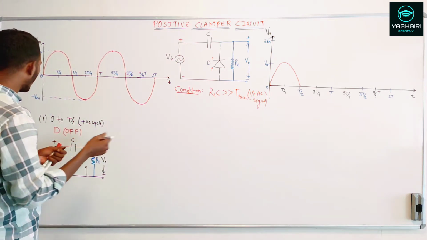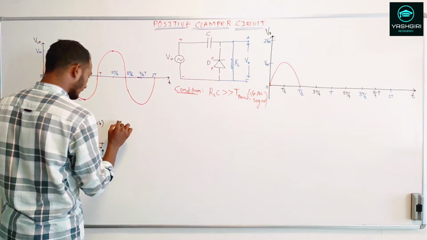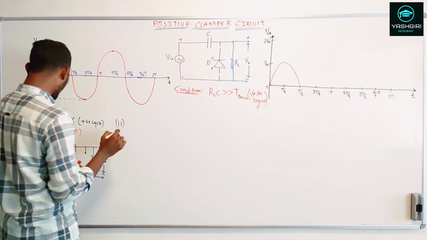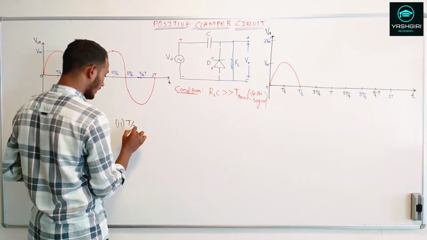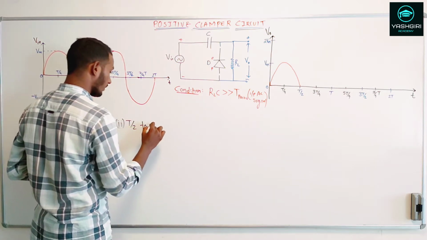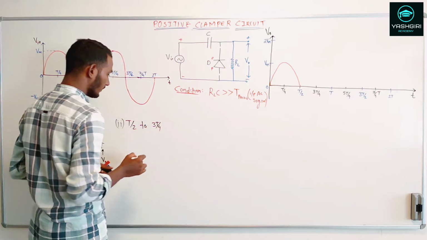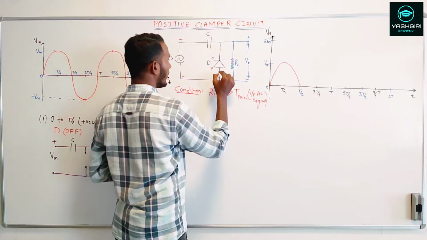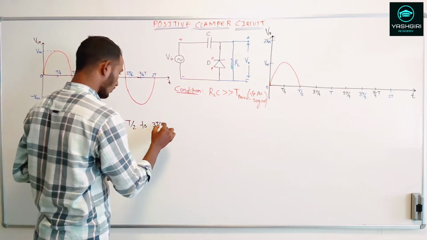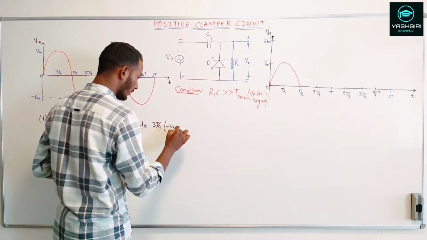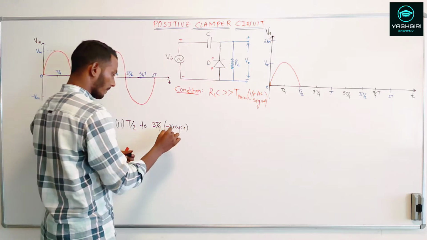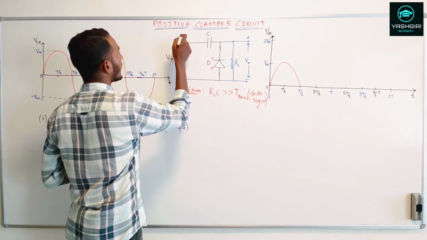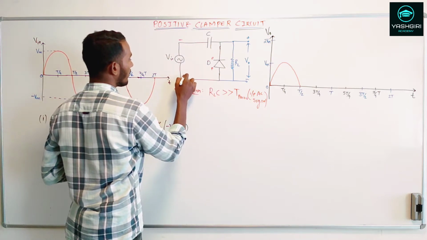Now let's go to the second time period region, which is from T/2 up to 3T/4. In this region, we are in the negative cycle. The polarity will change, and this time this plus will become negative, and this will become positive.